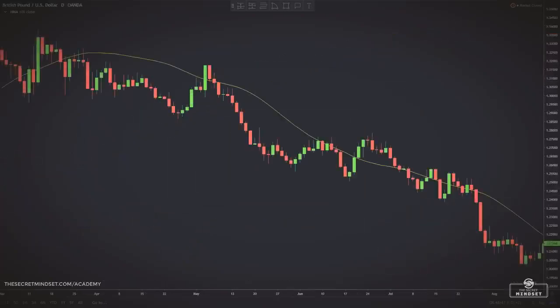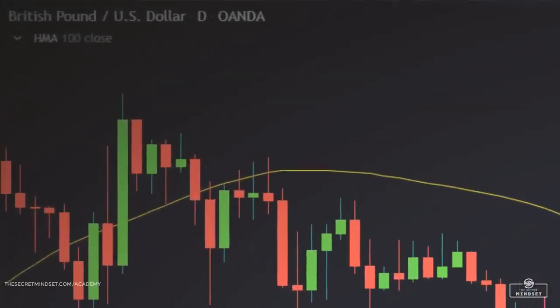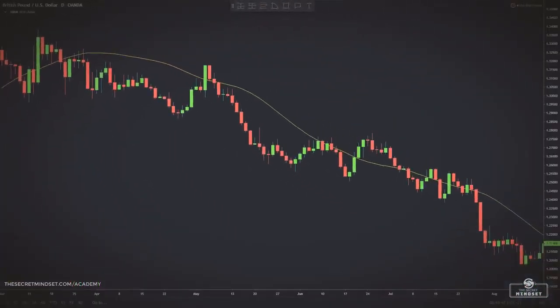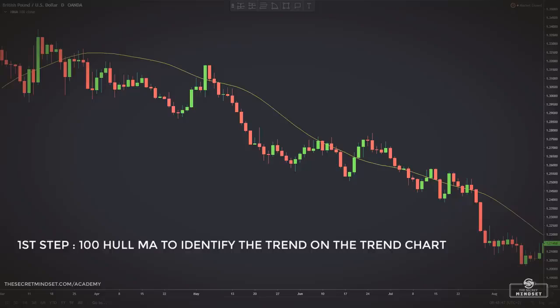Here's how it works. To identify this, first, pull up the longest range screen. In this example, we'll use the daily chart. First step, determine the trend. I use the 100 period Hull moving average to confirm the trend. In this particular chart, we see the general direction of the trend is bearish.